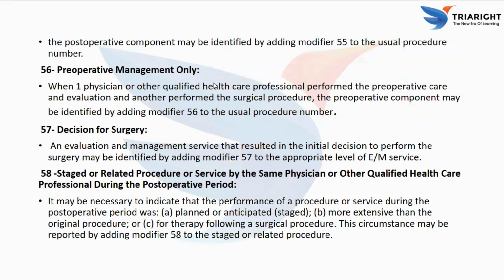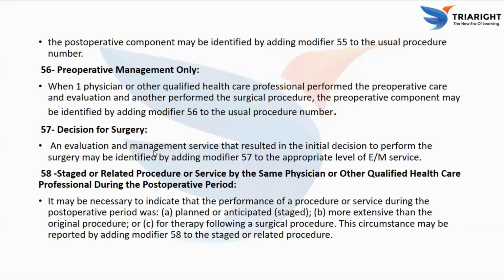Modifier 56, preoperative management only. Modifier 56 is used when a doctor only does pre-surgery care but not the surgery. This includes preoperative evaluation, medical clearance, risk assessment and ordering tests. In simple words, I prepared the patient for surgery but I did not perform the surgery. So this falls under preoperative management only. Here is an example: physician A evaluates the patient, orders labs, clears the patient for surgery, and surgeon B performs the surgery. Physician A bills the surgery CPT code as well as modifier 56.